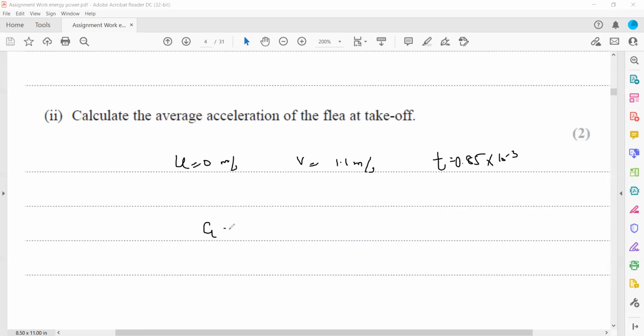So acceleration is the change in velocity divided by time. So it will be 1.1 minus 0 divided by 0.85 times 10 to the power minus 3. This will give us the acceleration of this flea, which is about 1250 meters per second squared.